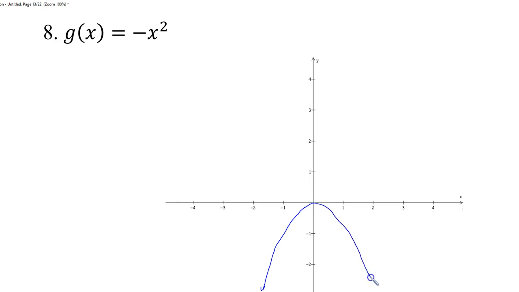If you wanted a second point, you could pick x is equal to maybe 1 and find g of 1. When we do this, notice that that negative is not being squared, and so I have the point 1, negative 1, and it's going to be right here. And that's going to be my graph, right? So just remember that the negative in front flips it over, okay?